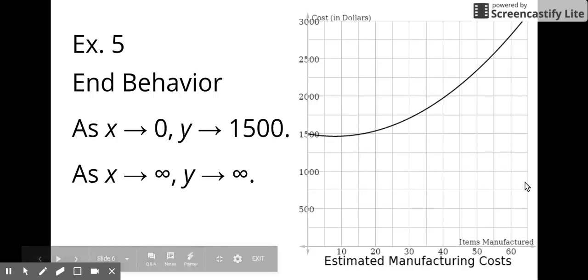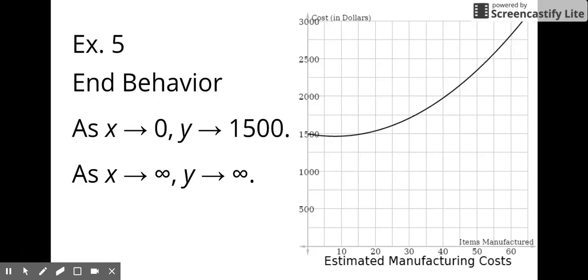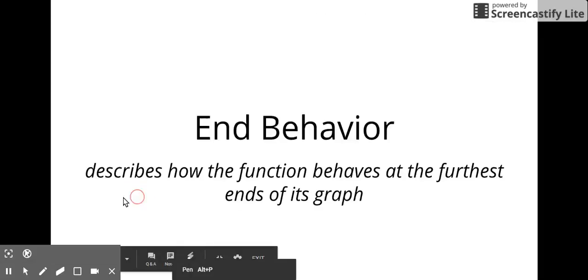And this graph is showing the estimated manufacturing costs of manufacturing x number of items. So as we get closer to building no items, we have an estimated cost of $1,500. And as we manufacture more and more items, the cost is going to keep going up.